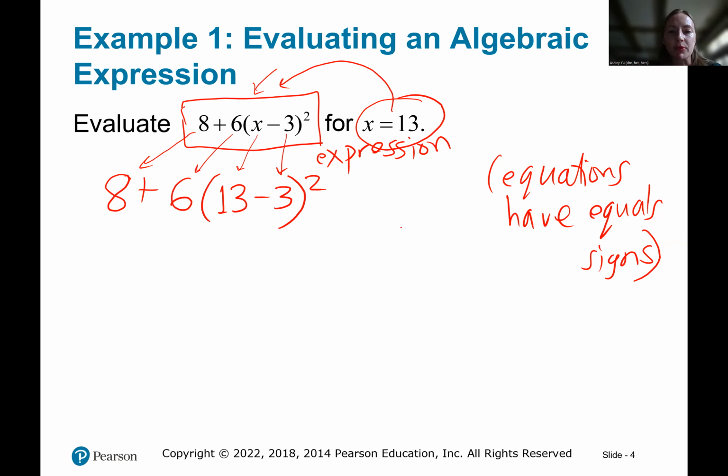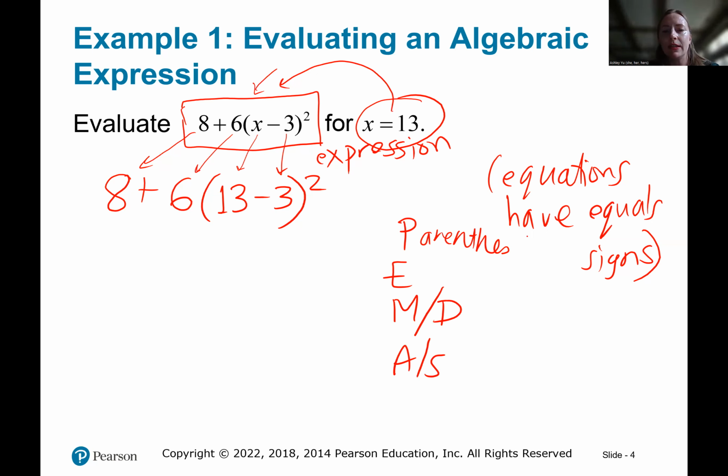Now I need to do order of operations. On the previous page, it talked about it, but this is the easy way to remember it, PEMDAS. P stands for parentheses, and then E stands for exponent.